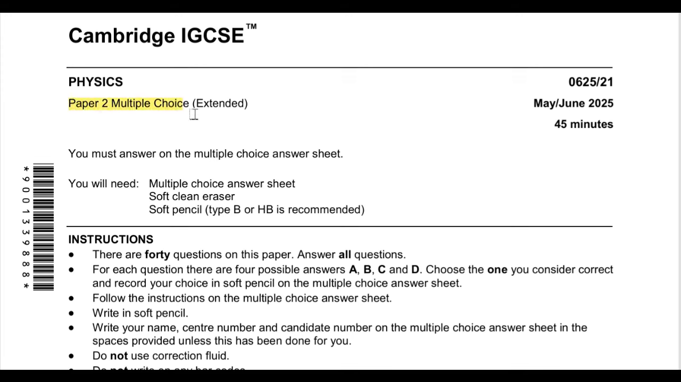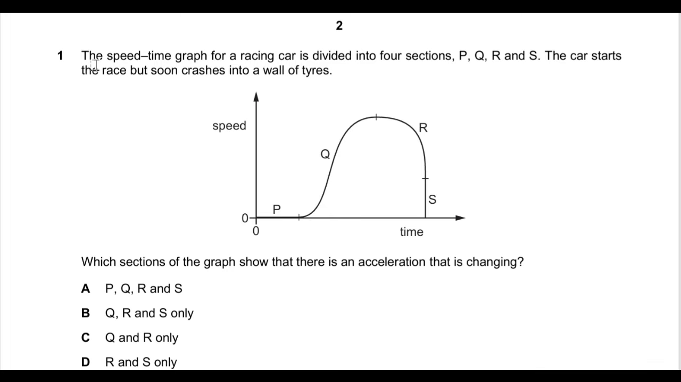In today's video, we will do paper 2, a multiple choice paper of course code 0625 from month May-June 2025, variant 1. Question number 1 says, speed time graph for a racing car is divided into 4 sections P, Q, R, S. The car starts the race but soon crashes into wall of tires. Y side is speed and X side is time. Which section of the graph shows that there is an acceleration that is changing?